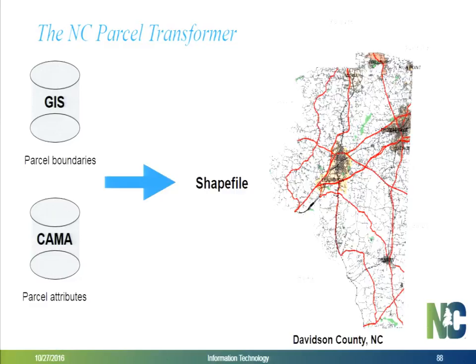It's a little bit about the parcel transformer. Lines that make up the boundaries of the parcels are stored often in a geodatabase, for example, or in shapefiles. But the attributes typically come out of a tax system so that they're joined to the geometry, to the boundaries. And for the Parcels project, they're exported as a shapefile.